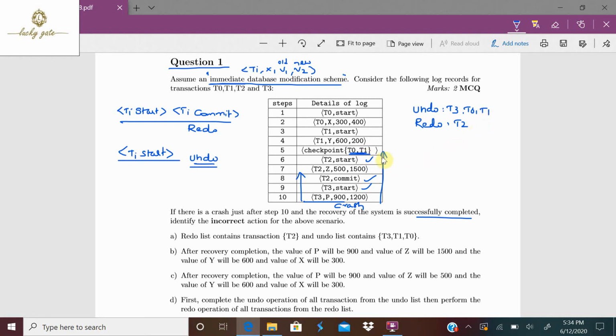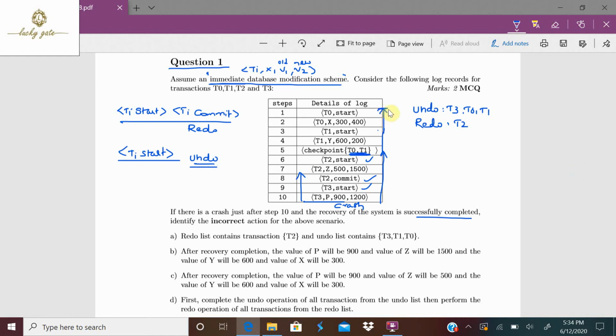Now check the log. During the recovery process, it has to be scanned backwards. It has to scan the log backwards until it finds the Ti start record for every transaction that is in the checkpoint. Now in the checkpoint T0 and T1 are there, so it has to scan the log backwards until it finds both the T1 start and T0 start.